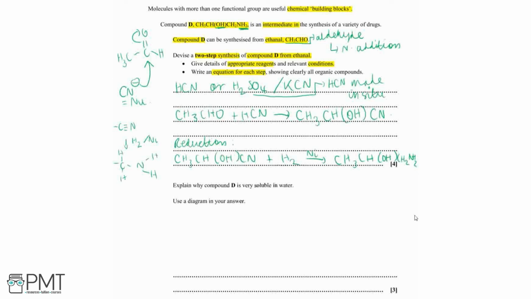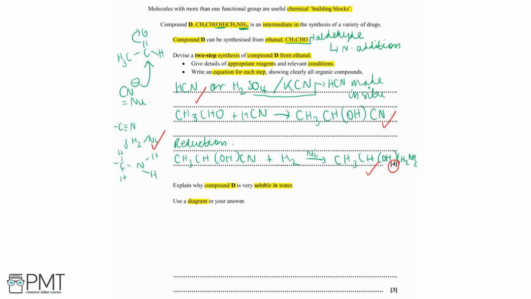And for this question, we have a mark for our first set of reagents, a mark for our first equation, another mark for our second set of reagents, and a mark for that second equation there. Explain why compound D is very soluble in water, and we need to use a diagram in our answer.